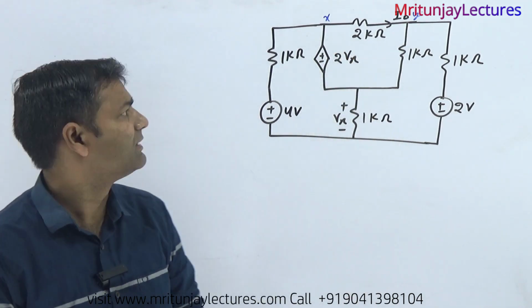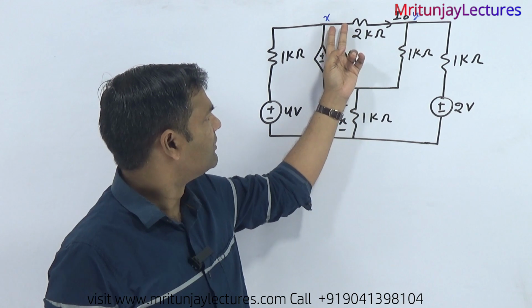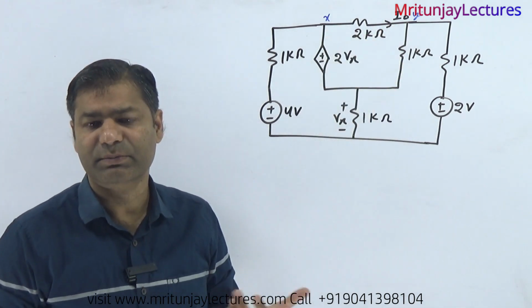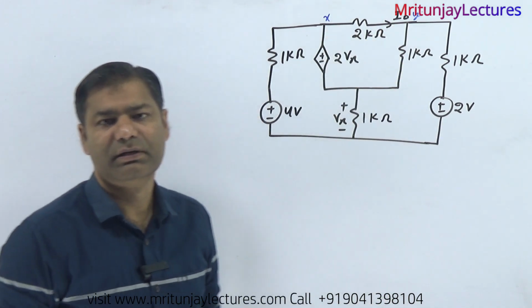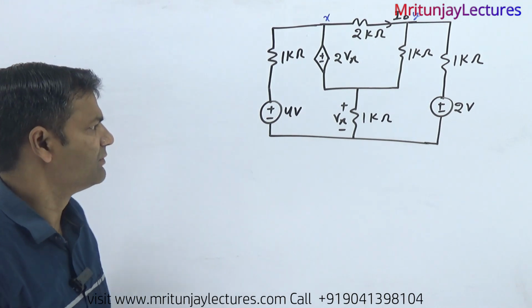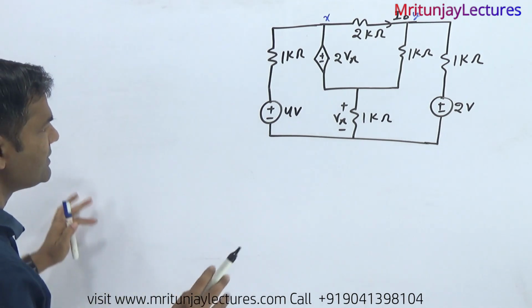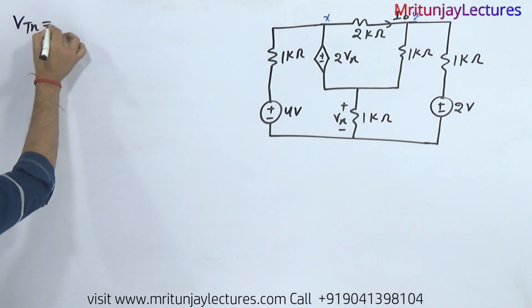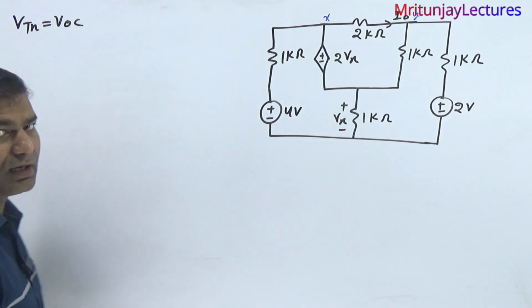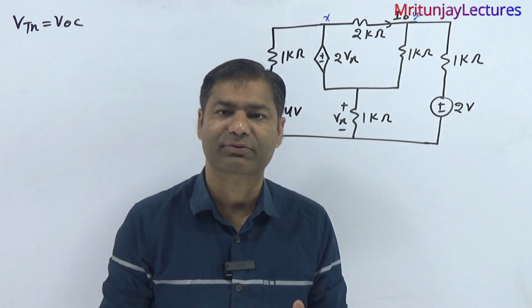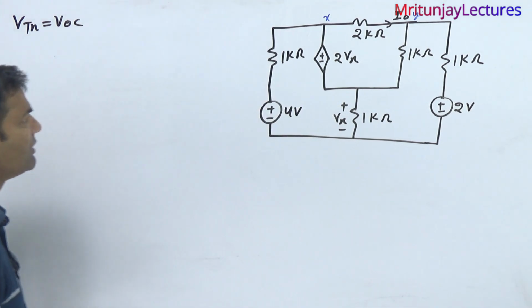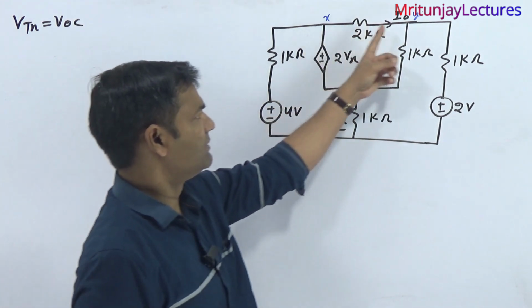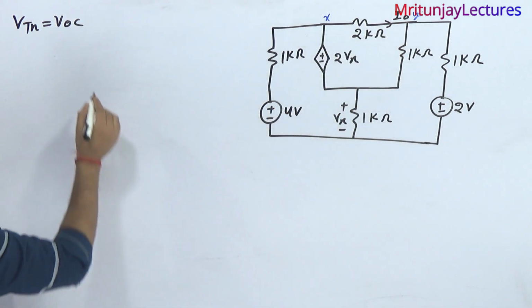After that, we connect the RL load, which is 2 kilo ohm, and then determine I naught. So how can we do it? First of all, make the circuit corresponding to VTH. VTH means V of OC. Clear? Our motto is to determine VTH, the open circuit voltage corresponding to these two terminals. So first of all, make the circuit.